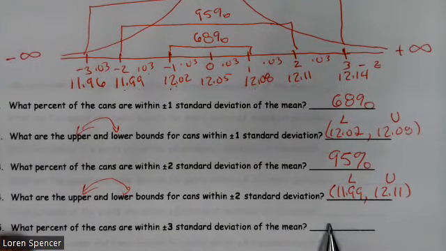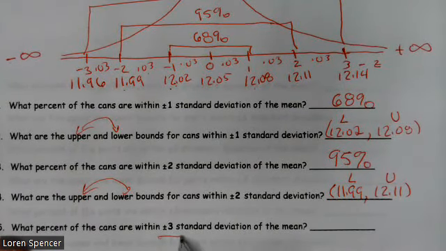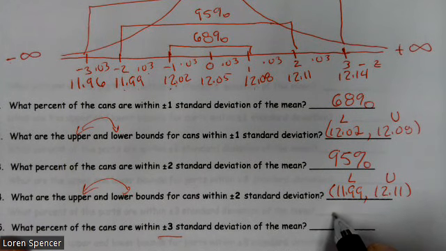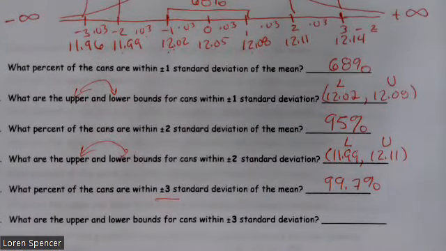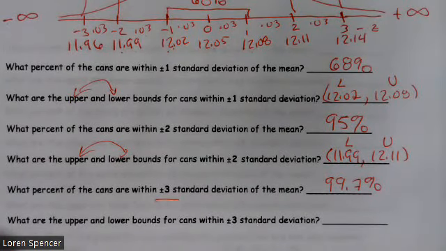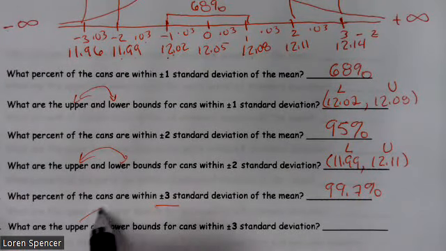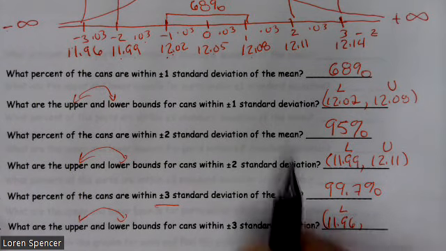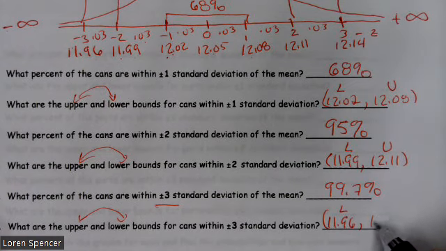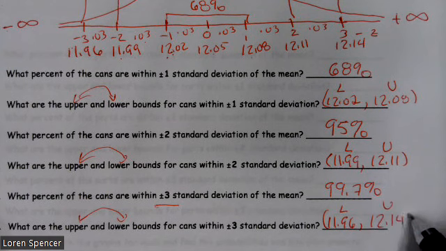And so it says, what percent of the cans are within plus or minus 3? Once again, by the empirical rule, if we're working with a normal, and only if we're working with a normal, it's 99.7%. And that's the way we labeled it up there. What are the upper and lower bounds for cans within plus or minus 3? Well, once again, we're going to swap this order and go lower bound 11.96 and upper bound 12.14. I hope this helps you out with the normal curve, and we'll see you on the next one.